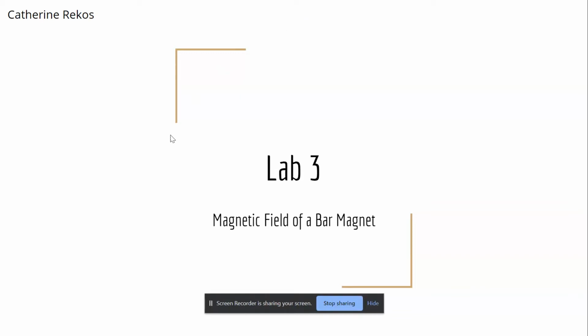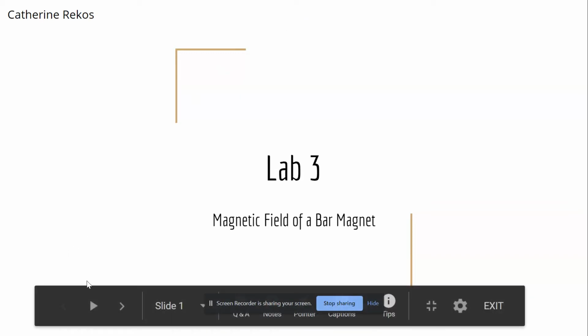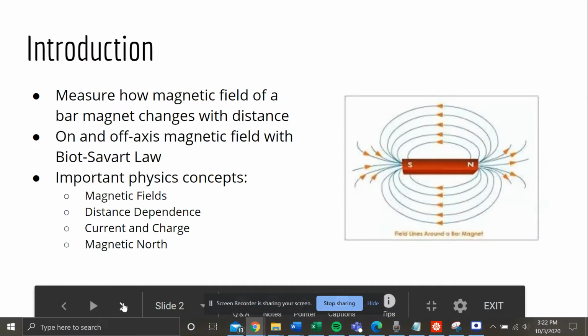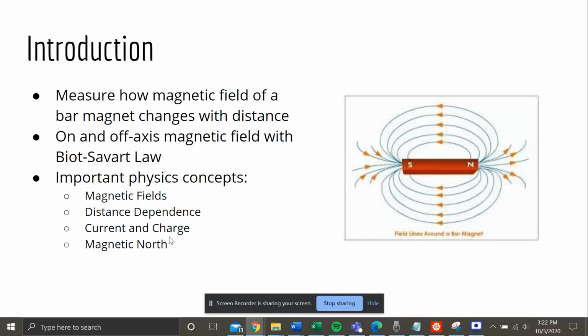This is Lab 3 for Physics 2212 on magnetic fields of a bar magnet. For this lab, we used our cell phones to measure the magnetic field due to a bar magnet, and we specifically wanted to see how the field was dependent on distance. We did this by measuring both the on and off axis magnetic field.